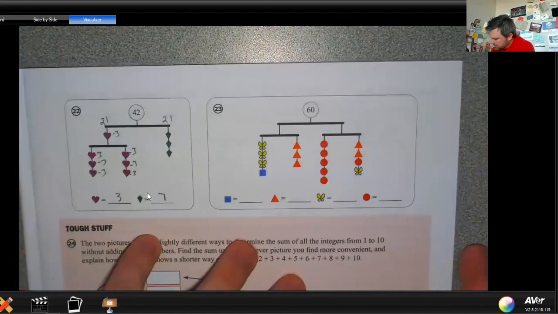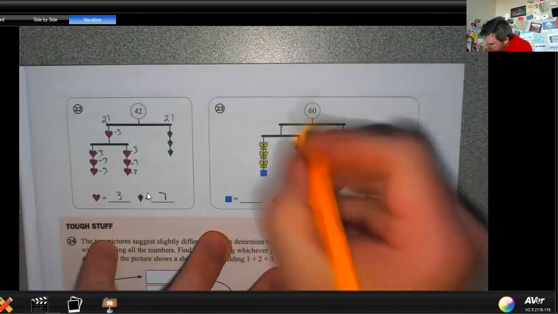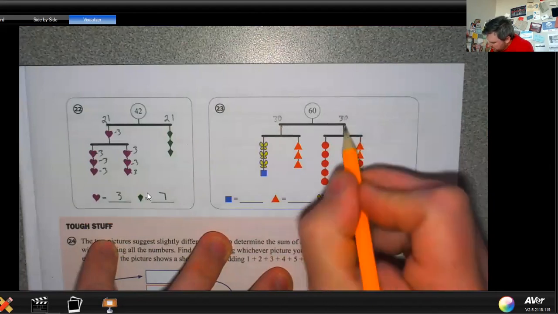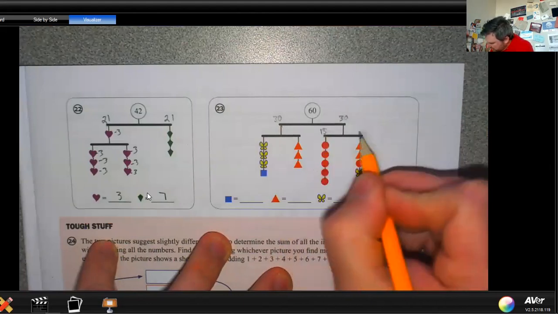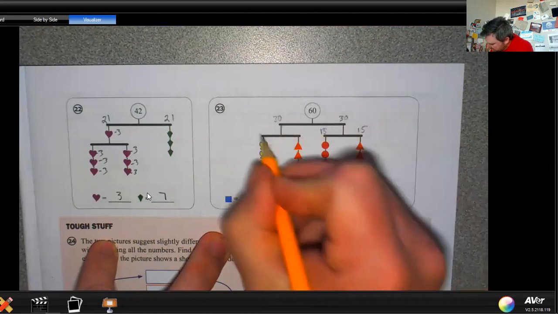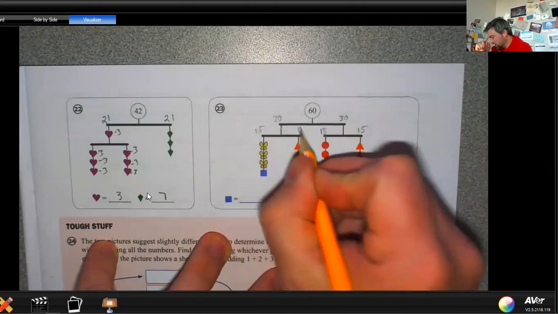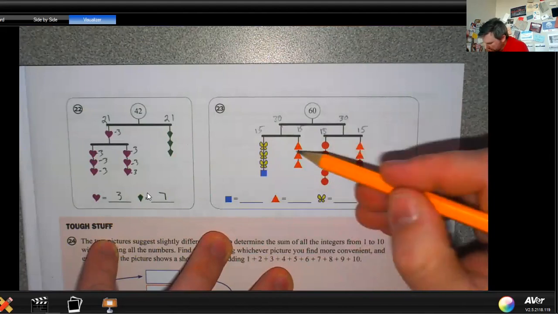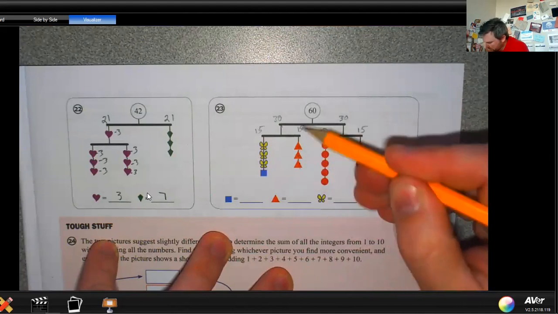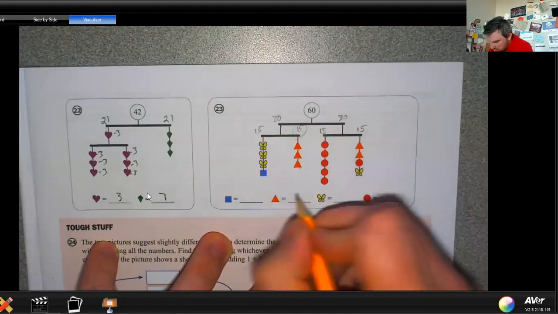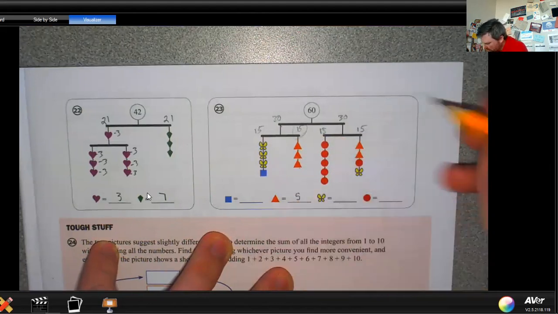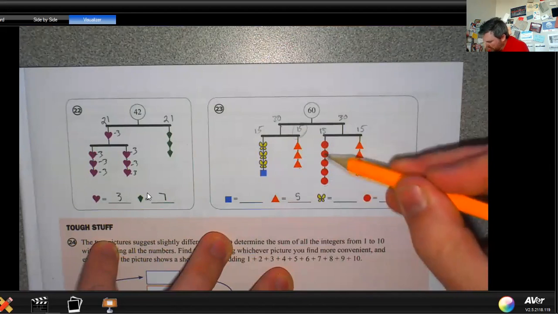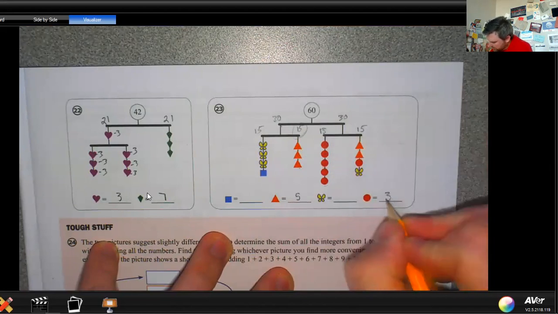Over here we got 60, so we're going to split those. So that's 30 and 30. This 30 will split into 15 and 15, and this 30 is 15 and 15. So we got to kind of work through some of these that are the same shape. So I've got 3 triangles here. So 15 divided by 3 is 5. I have 5 circles here. So 15 divided by 5 is 3.